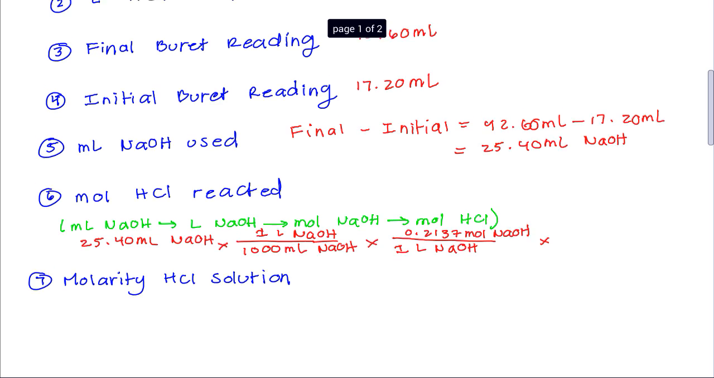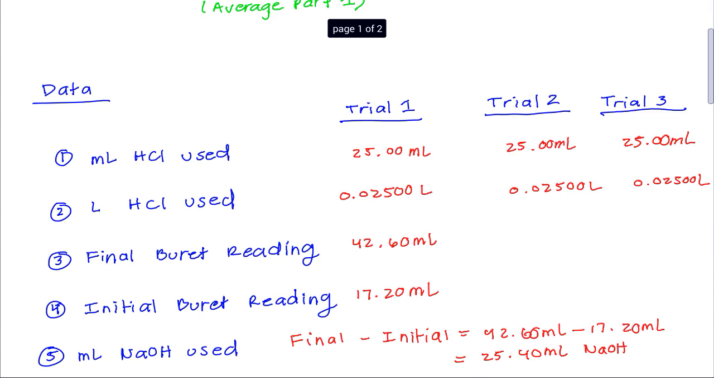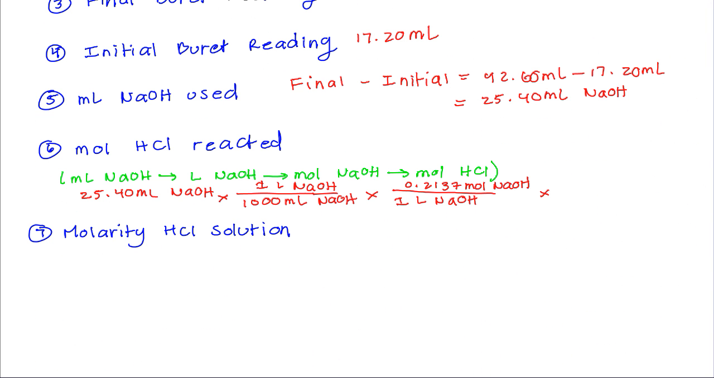Now we can use our balanced equation. Let's look back at that. The nice thing is our ratio is 1:1. So for every mole of sodium hydroxide, we're going to react with 1 mole of hydrochloric acid. So we can put that into our calculation. For every 1 mole of sodium hydroxide, we react with 1 mole of hydrochloric acid. If we calculate this out, what we get is 0.005428 moles of hydrochloric acid.